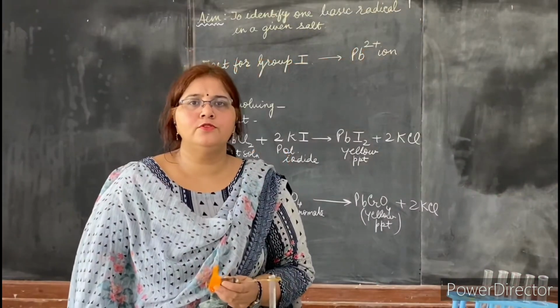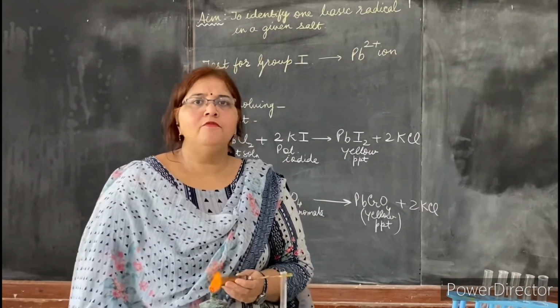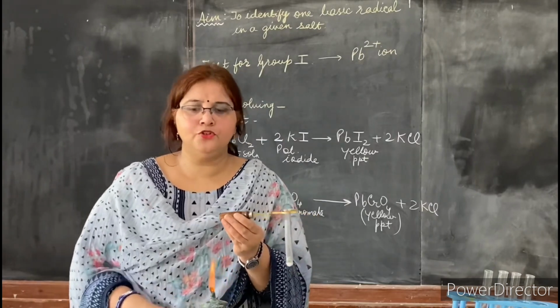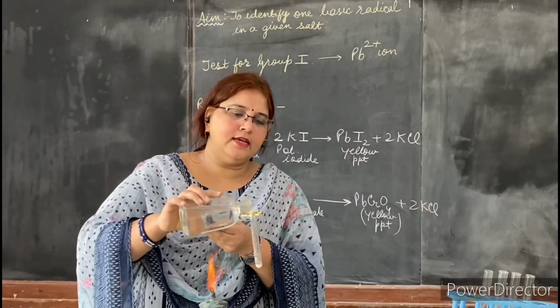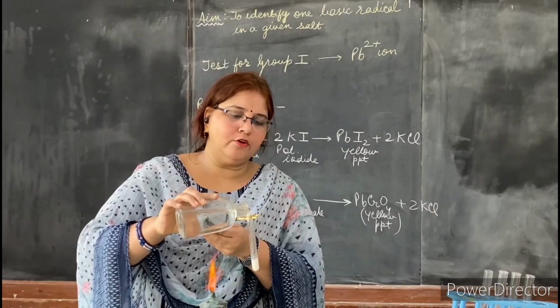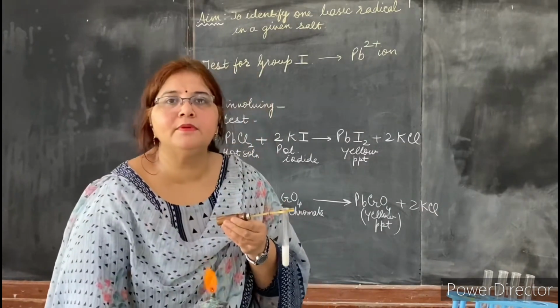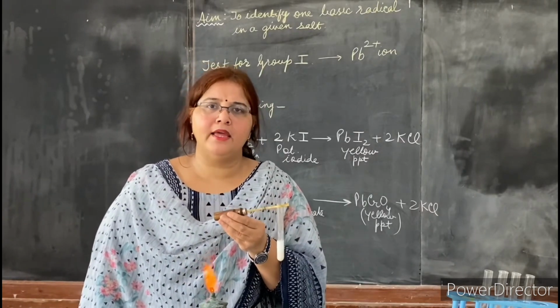Now I will demonstrate the test for the basic radical of group 1, which contains the lead ion. Take the salt in the test tube and add dilute HCl, because dilute HCl is the group reagent for group 1 of the basic radicals. You will obtain a white precipitate of lead chloride. Dissolve it completely by heating.